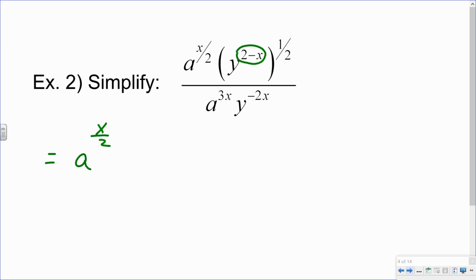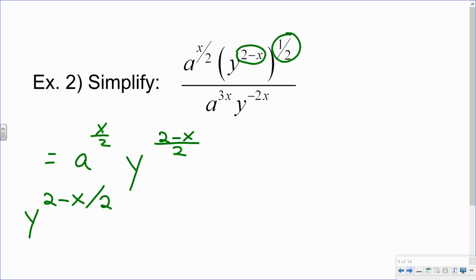So I have y to the m to the n. So I need to multiply these exponents. That's going to give me y to the 2 minus x times 1/2, which will be 2 minus x in the numerator and everything over the 2. Everybody okay with the numerator? Before we go to the denominator, let me point out that is not the same as y to the 2 minus x over 2, written like that with a slanting fraction bar.